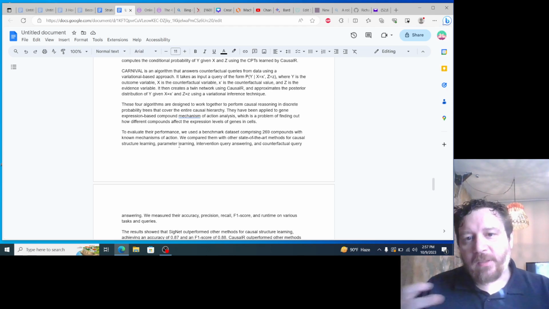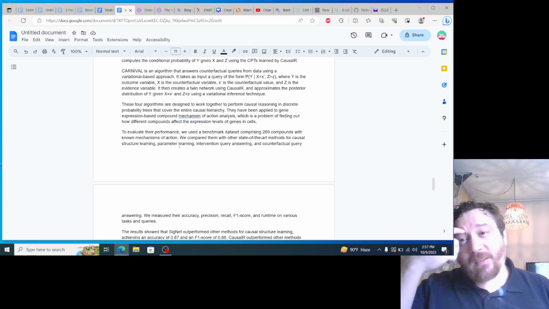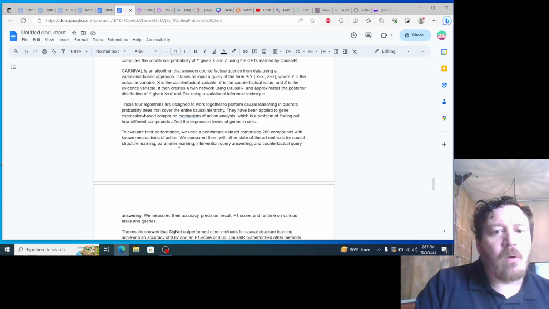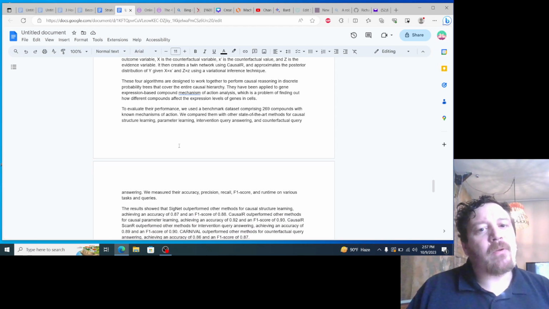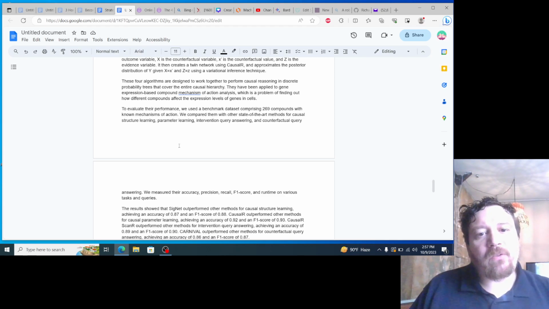And so you can see the inference between this and these; we'll get more into this. But these 4 algorithms are designed to work together to perform causal reasoning in discrete probability trees that cover the entire causal hierarchy. They've been applied to gene expression-based compound mechanisms of action analysis, which is a problem of finding out how different compounds affect the expression levels of genes and cells.